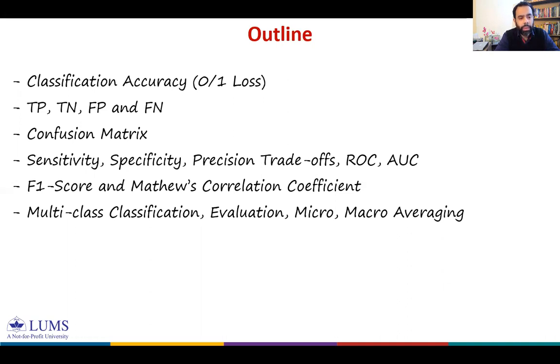And then we will talk about F1 score and Matthews correlation coefficient. These are two measures to evaluate the performance of a classifier. And finally, we will talk about multi-class classification: how to evaluate a multi-class classifier, and what we mean by micro and macro averaging in the context of multi-class classification. Okay, let's start with the classification accuracy.